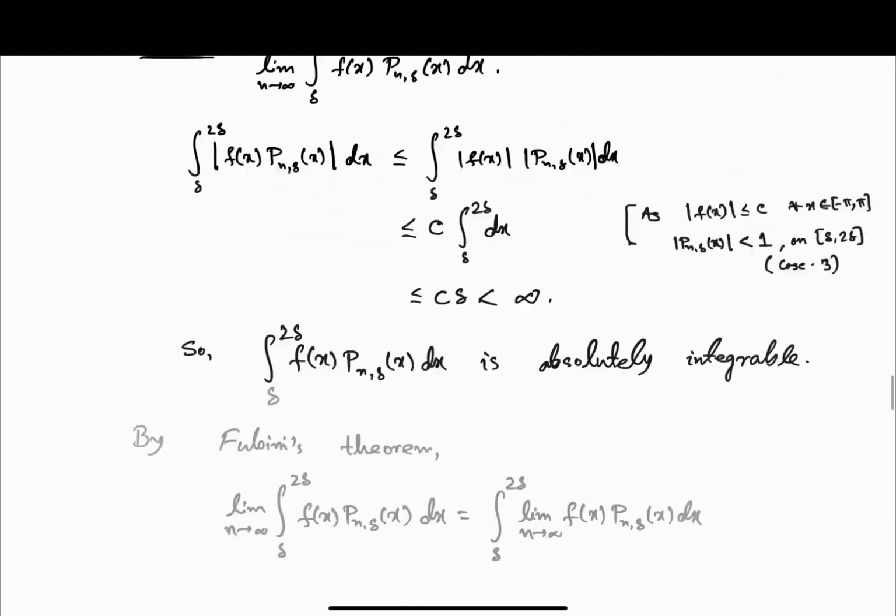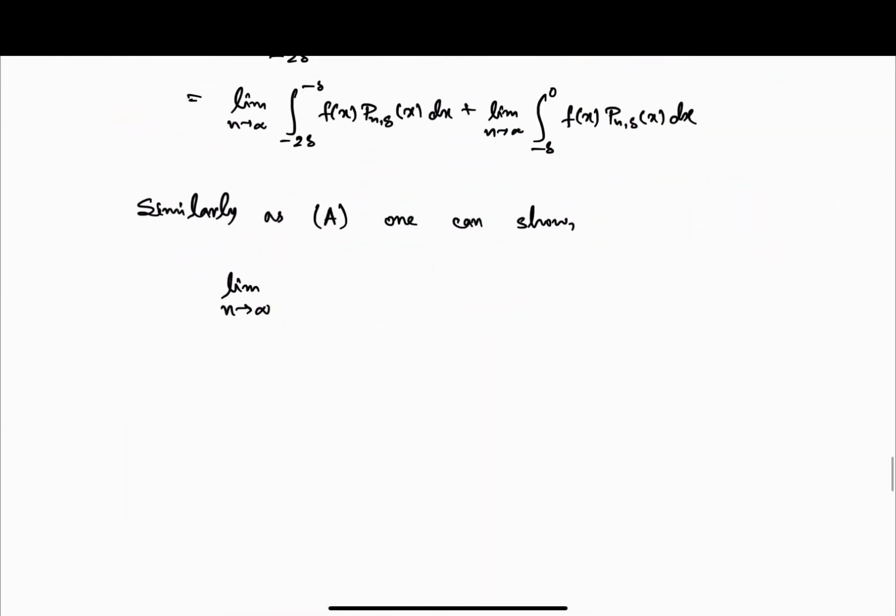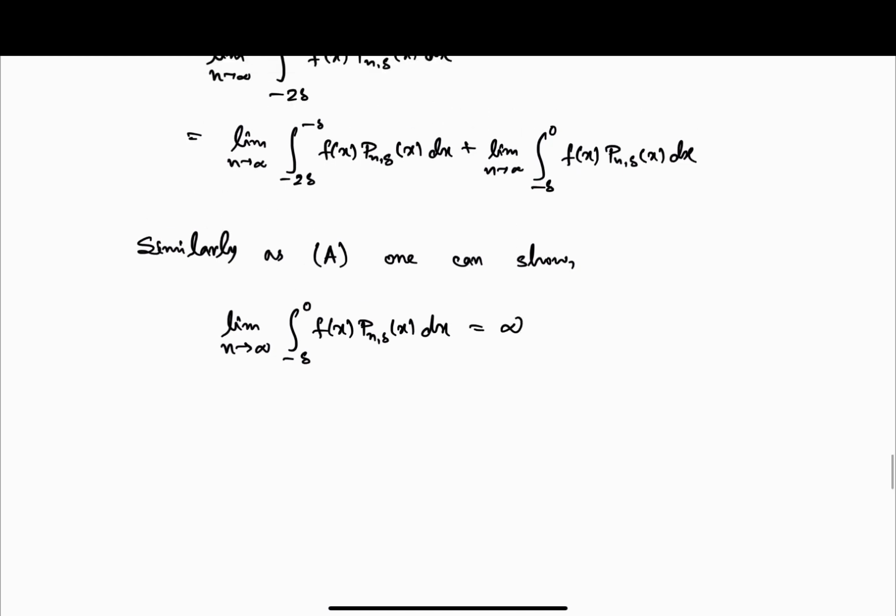So this minus infinity to 0 part will again go to infinity, f(x) p_n delta(x) dx, so this will again be infinity. And what happened to this part? Limit n tends to infinity, minus 2 delta to minus delta, f(x) p_n delta(x) dx.